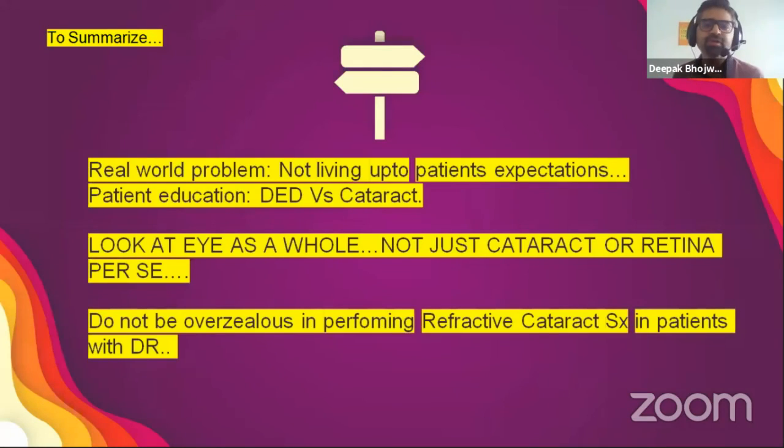So to conclude, the real-world problem with diabetic patients is we are not living up to patients' expectations, because the patient expects that this is just a cataract surgery, but diabetes is not like that. We have to educate the patient that you are suffering from a diabetic eye disease, not a straightforward cataract, and not a retinal disease alone. We have to see the eye as a whole, not as cataract, glaucoma or retina alone. And please don't be overzealous in performing refractive cataract surgery in patients with diabetes.